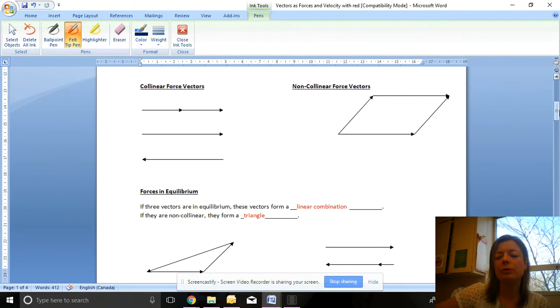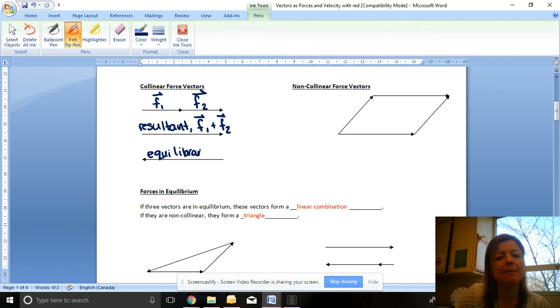If you have collinear force vectors as drawn here, we would call this F1, with the vector symbol above it, and this could be F2, our two force vectors. Then this is the resultant, and it is formed because it's F1 plus F2. It's the sum of those two vectors, so it's the same direction, and you add the magnitudes together. And then this is the equilibrant.